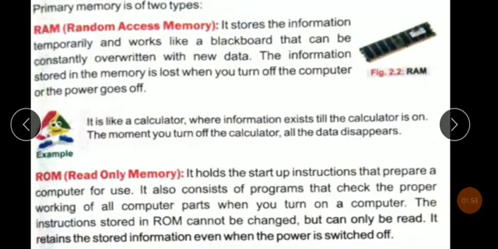It retains the stored information even when the power is switched off. Means ROM is a permanent memory of the computer. In this memory you can only read, not make any changes. This memory is called non-volatile memory. If the computer is suddenly switched off, your data is not lost. So this memory is called permanent and non-volatile memory.